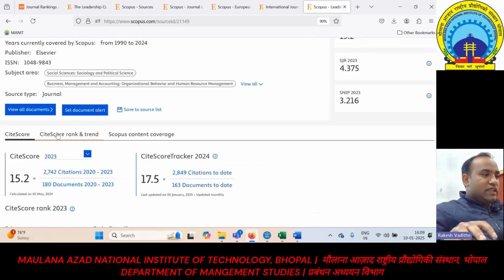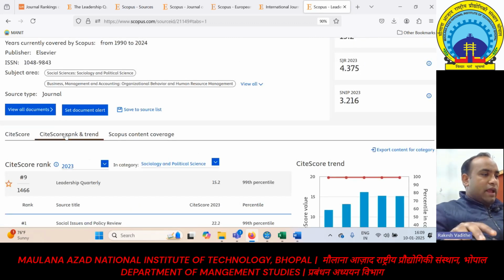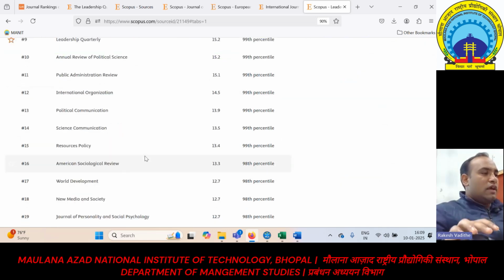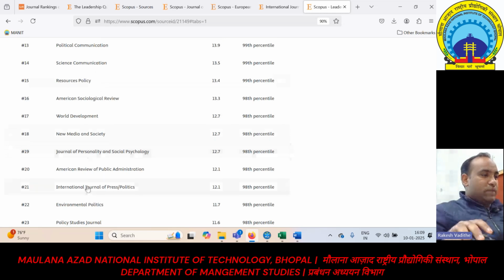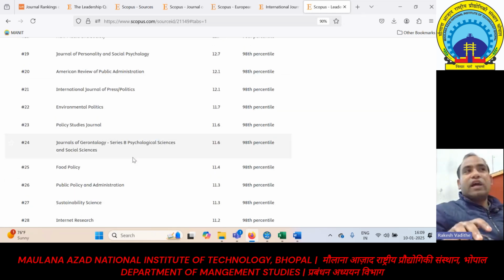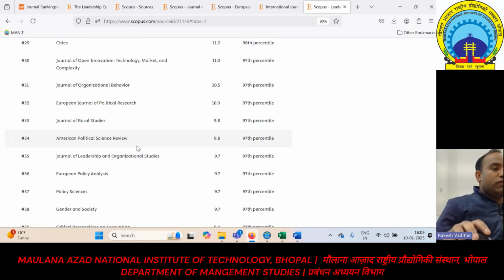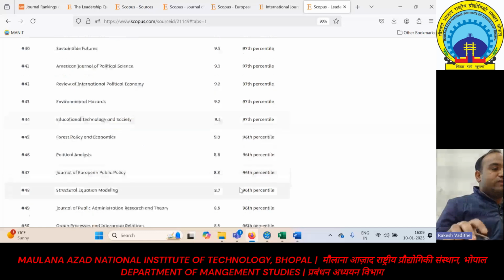Here we have to see the CiteScore, rank and trend. In the Leadership Quarterly category, 1466 journals are there. Then you may submit that paper to these respective journals. Then there is a chance of paper acceptance. But my best suggestion is don't go above the 90th percentile.